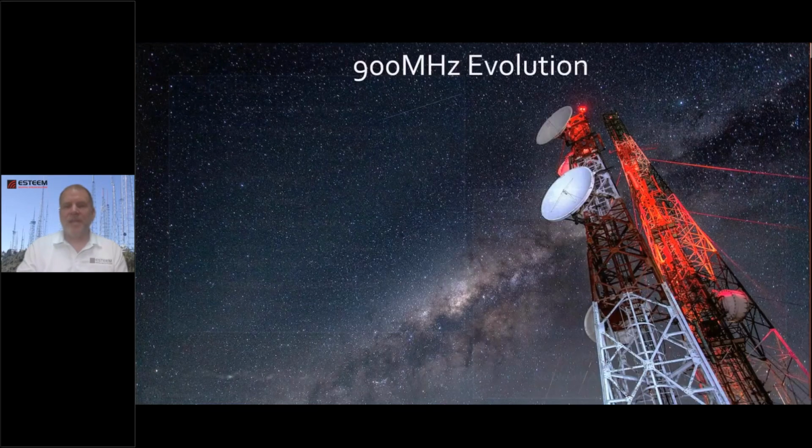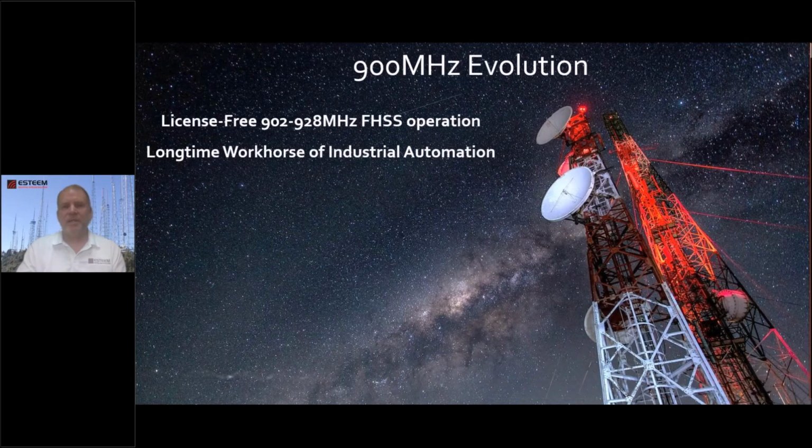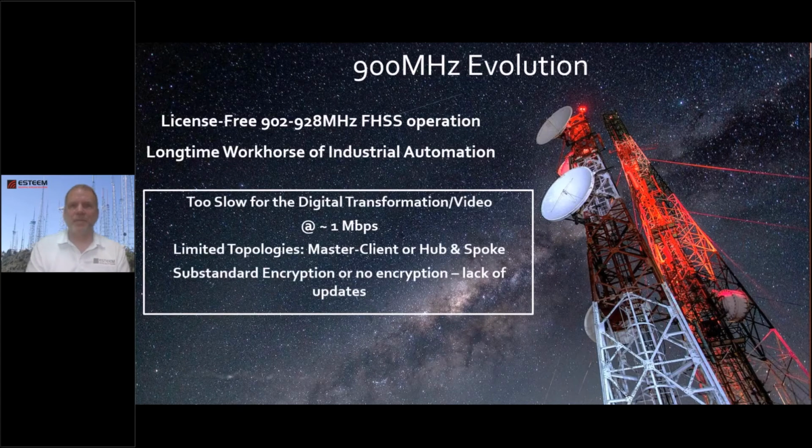And so 900 megahertz itself has always been kind of the long-time workhorse of industrial automation. These have been your traditional frequency hoppers that probably everybody has got some experience with, really kind of what started the unlicensed band here. What we started to see is it started showing to be a little bit too slow for this digital transformation or doing video, because those older technologies were basically maxed out at about 1 megabit per second. So it also had kind of a limited topology. It was kind of that master client or a hub and spoke type of topology that we could set up.